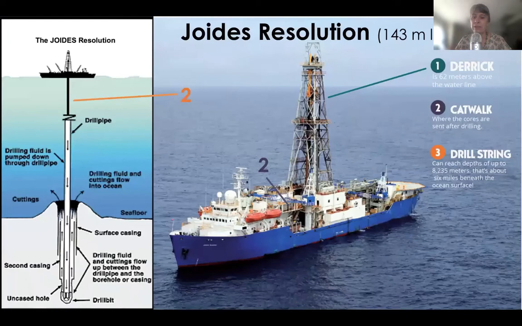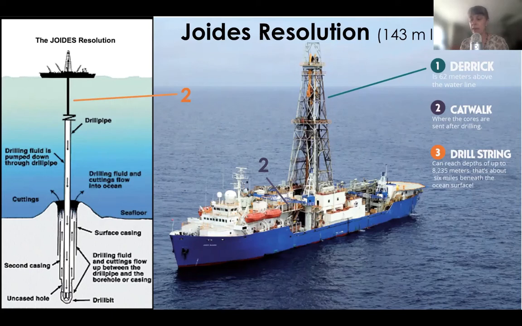The JOIDES Resolution is a purpose-built ship. It's got a derrick, which stands about 62 meters above the waterline. The derrick is what does the drilling. It drops a drill string or a drill pipe from the ship down to the seafloor, and it can drop that down 7 kilometers, the deepest. On this particular cruise, we were meant to be going down 5 kilometers, but the ship broke, so we could only do less than 2 kilometers. But still, 2 kilometers of pipe from the bottom of this ship is impressive.